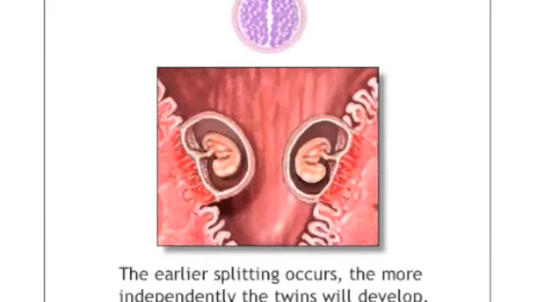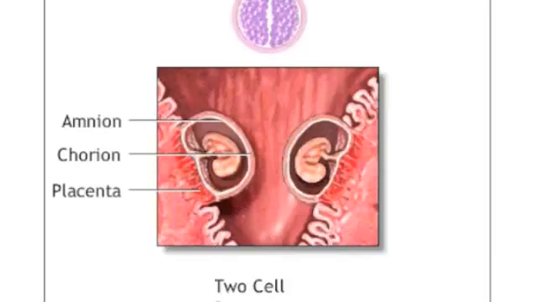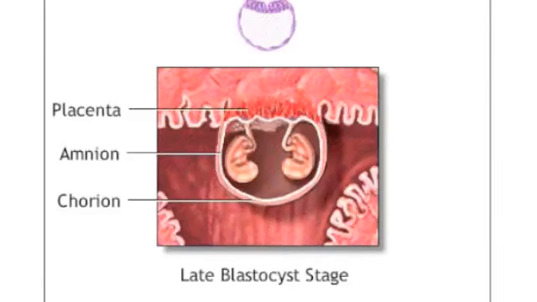Basically, the earlier the splitting occurs, the more independently the twins will develop in the uterus. So, a pair of identical twins that split during the two-cell stage will each develop its own amnion, chorion, and placenta. Twins that split during the late blastocyst stage will share an amnion, chorion, and placenta.